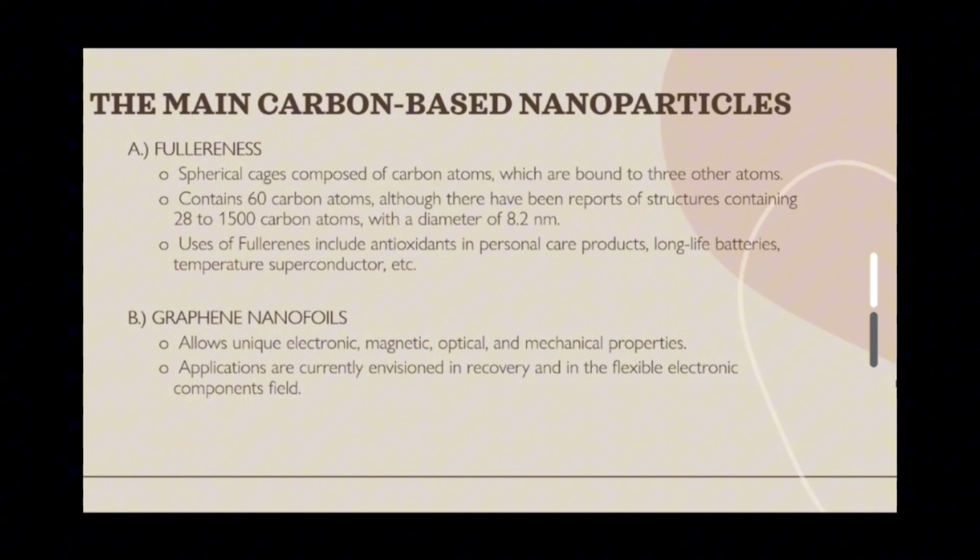Graphene is a single layer of carbon atoms arranged in a two-dimensional honeycomb lattice. It is known for its exceptional mechanical strength, high electrical and thermal conductivity, and optical properties. Graphene has applications in recovery and in the flexible electronic components field.